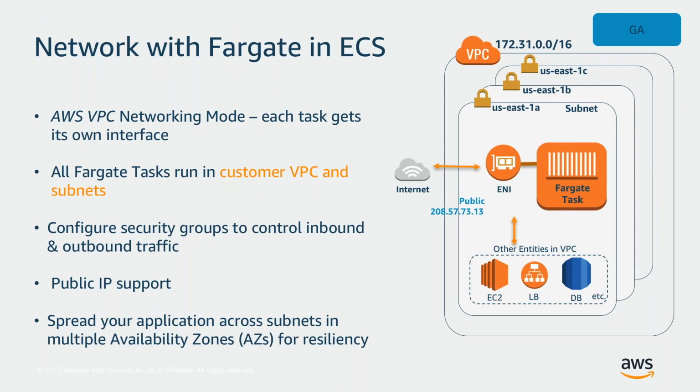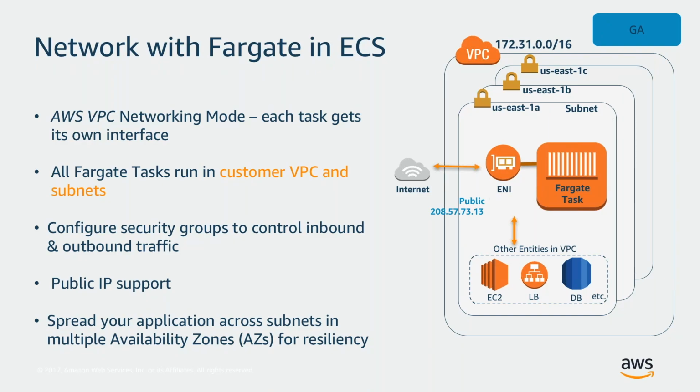Given that Amazon now takes care of the managing of the container instances for you, some people ask, how do my containers now interact with other parts of my VPC? Well, we introduced task-level networking. So task-level networking allows us now to associate an ENI, or an elastic network interface, with tasks that are running within your ECS environment. All Fargate tasks now run within a customer VPC.